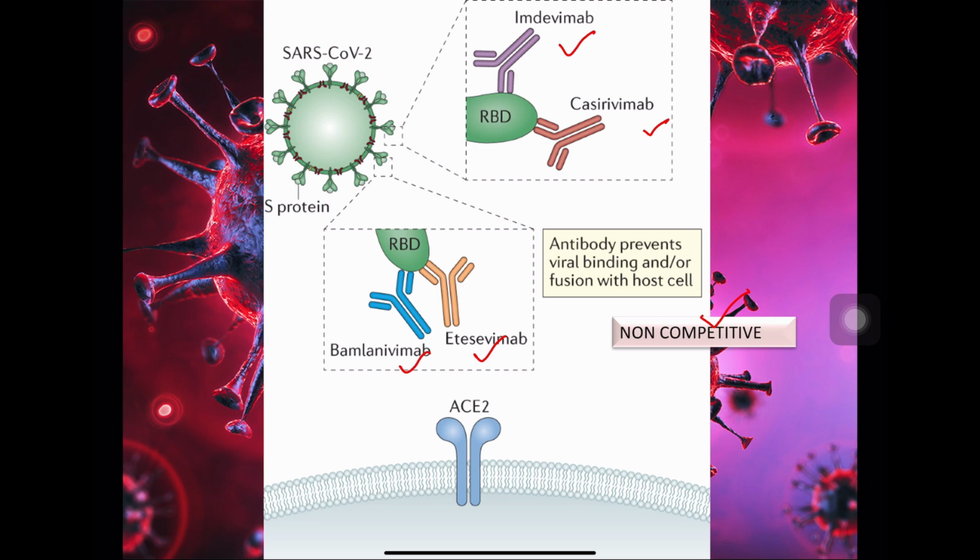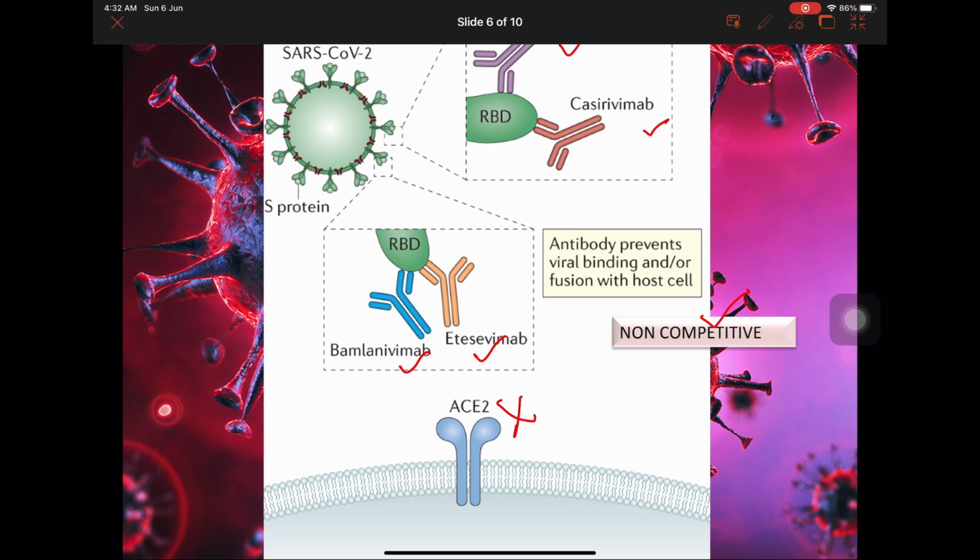So what happens when they combine to a receptor binding domain? They prevent the binding of this receptor binding domain to the ACE2 receptor. It's so simple, right? So two antibodies non-competitively combine with the receptor binding domain, and this prevents it from binding to the ACE2 receptors. Okay, simple. This is the mechanism of action.